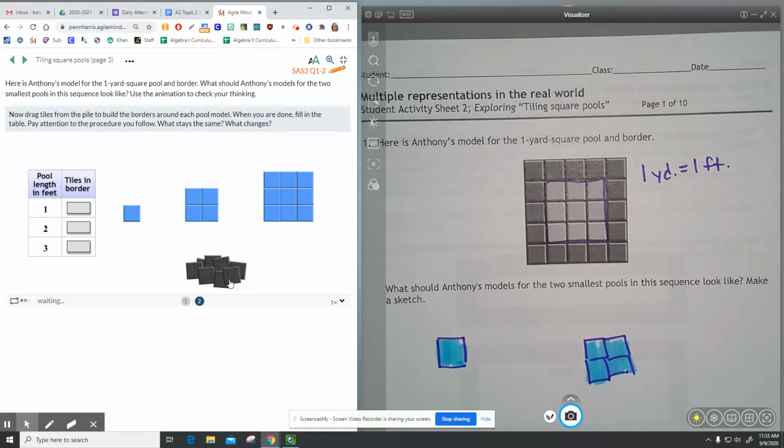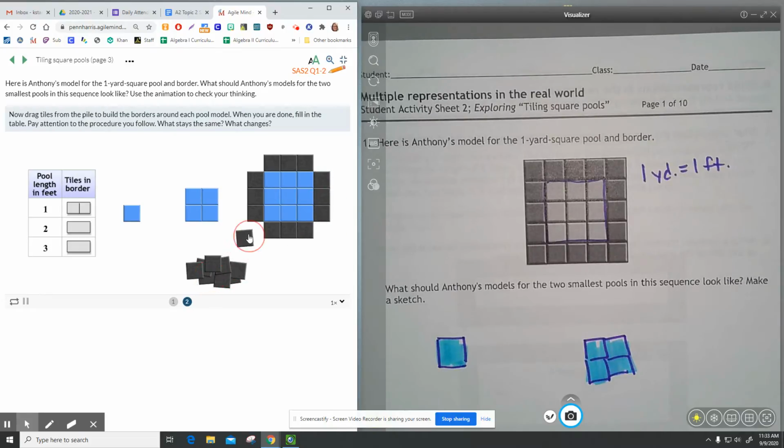Okay, we know that for his 3x3, he had all the tiles on the sides. But then he also had 4 tiles in the corners. So we're going to say 1, 2, 3, and 4. Okay, I want you guys to pause the video for a second, and I want you guys to draw what the tiles would look like around our smallest shape and around our biggest shape, and then unpause to see what we get.